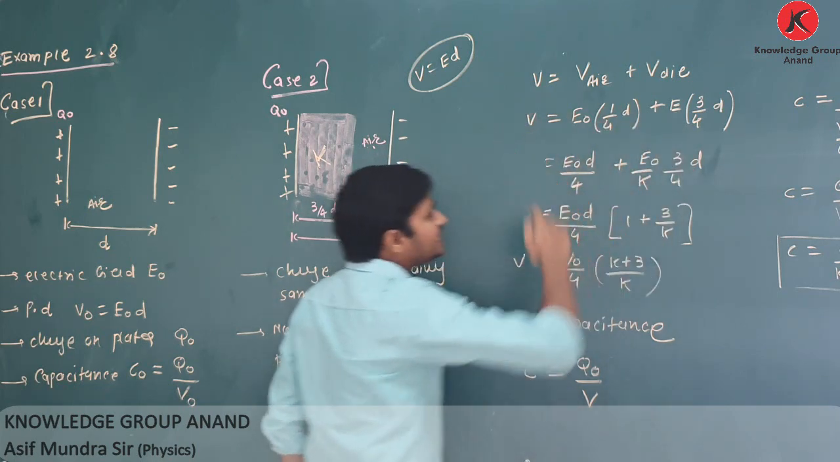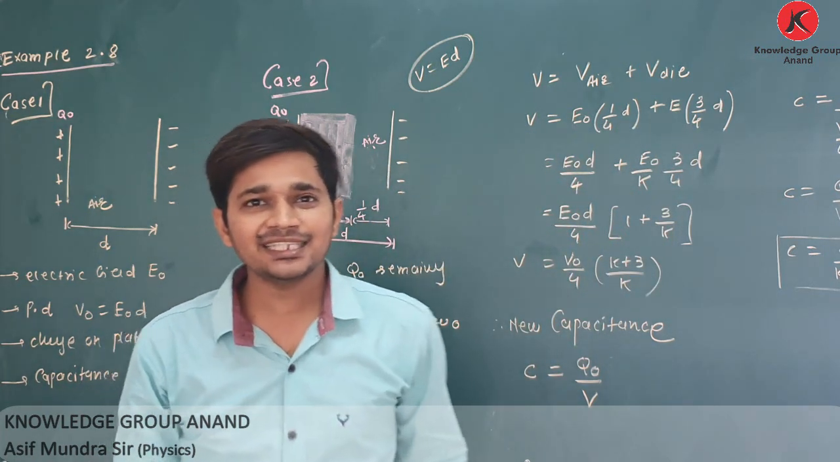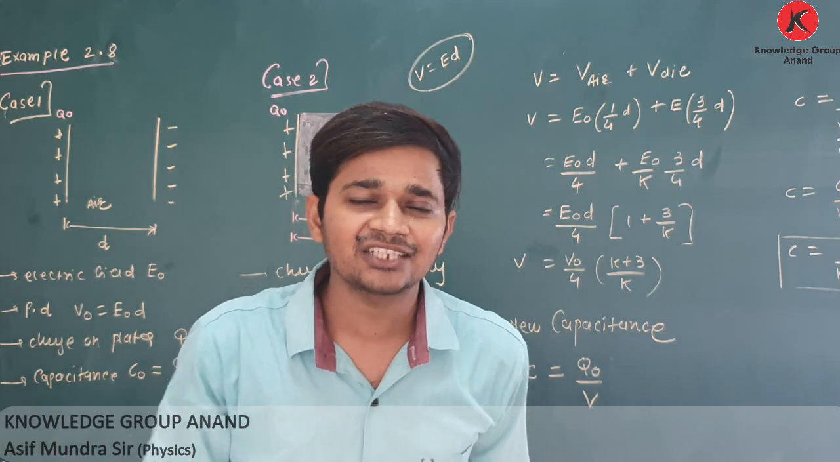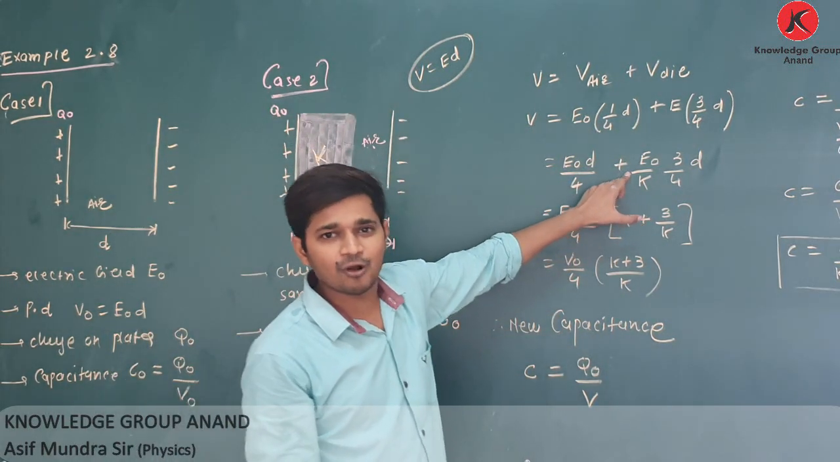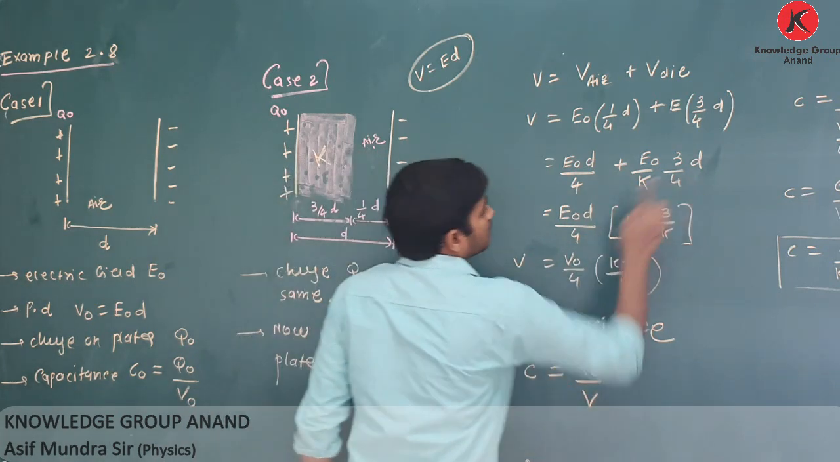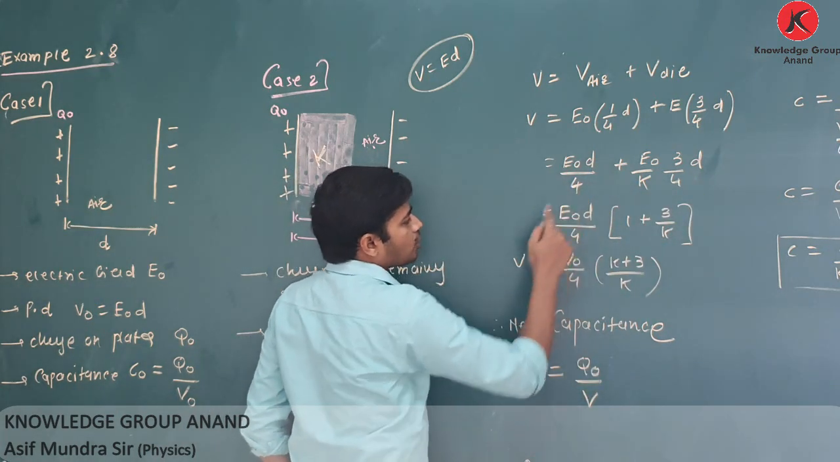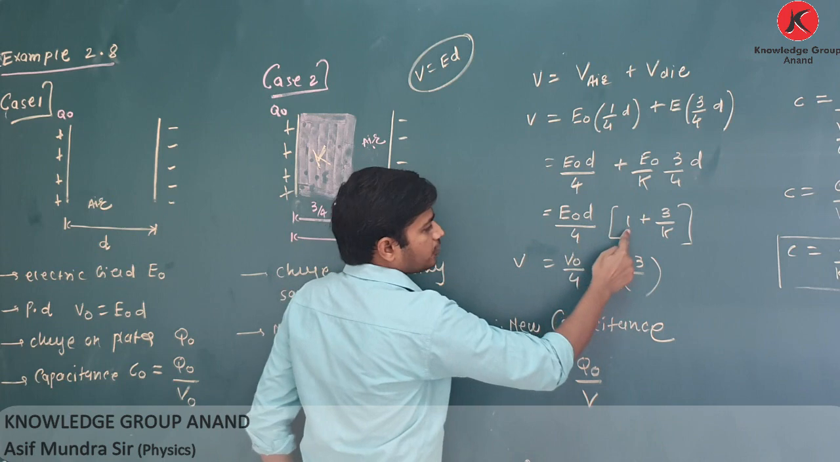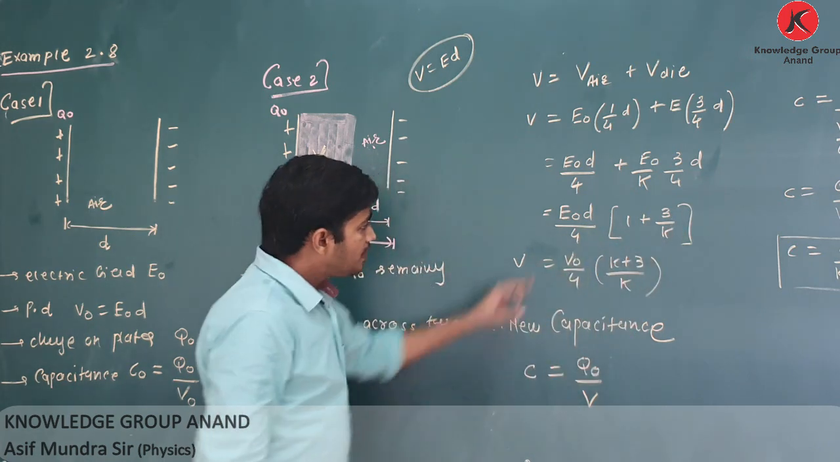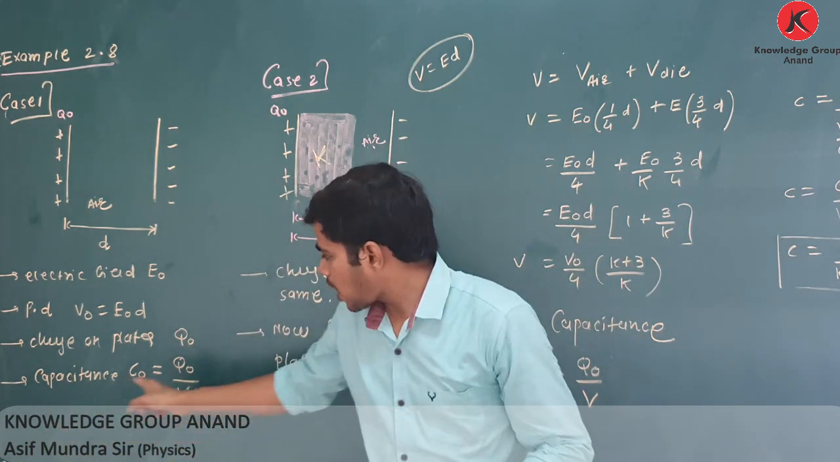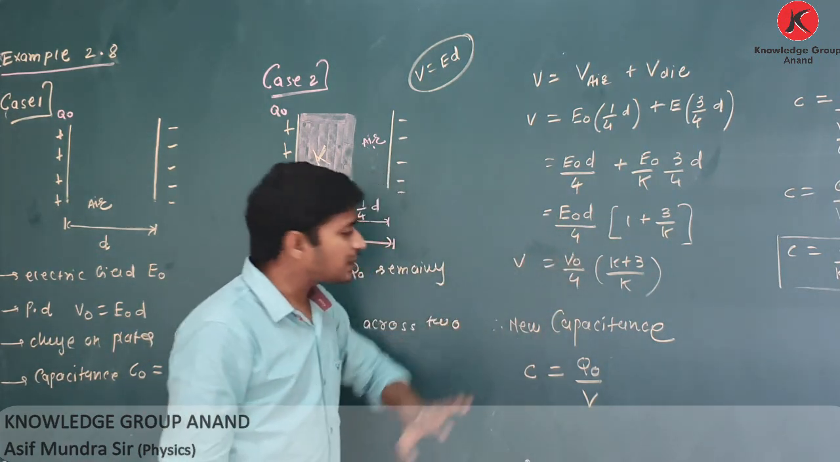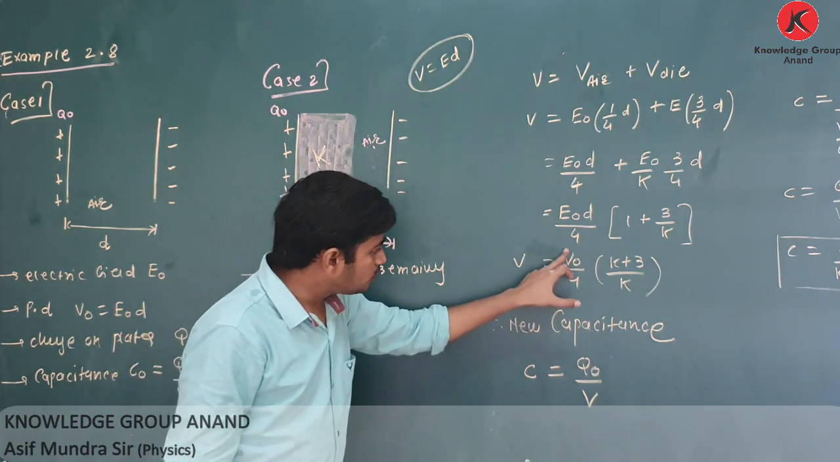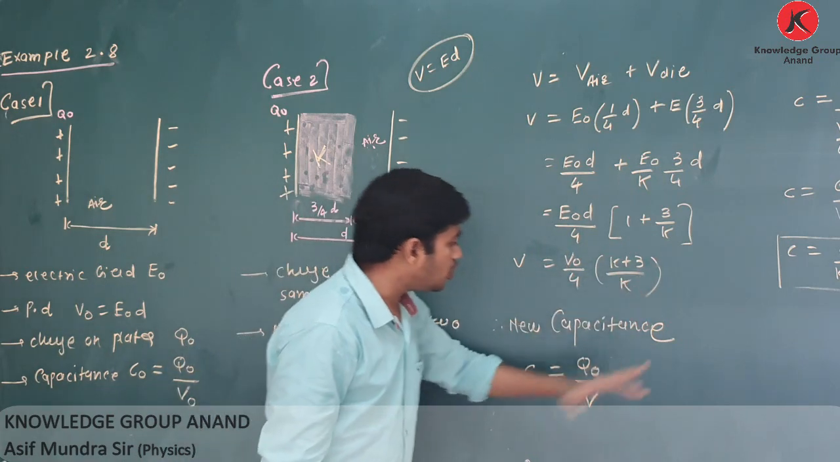You can write E is equal to E0 upon K. Yes, we have discussed this in the last lecture. E is equal to E0 upon K. So the second term is E0 upon K times 3D by 4. Now if you take E0 D upon 4 common, then you can write 1 plus 3 by K. Now see here, E0 D is equal to V0. So this E0 D is replaced by V0. So V is equal to V0 by 4 times K plus 3 upon K.